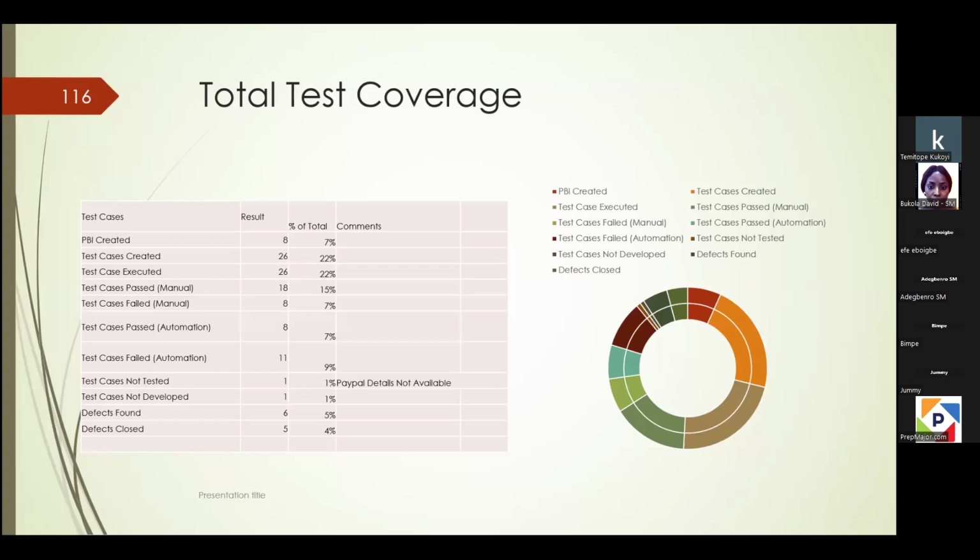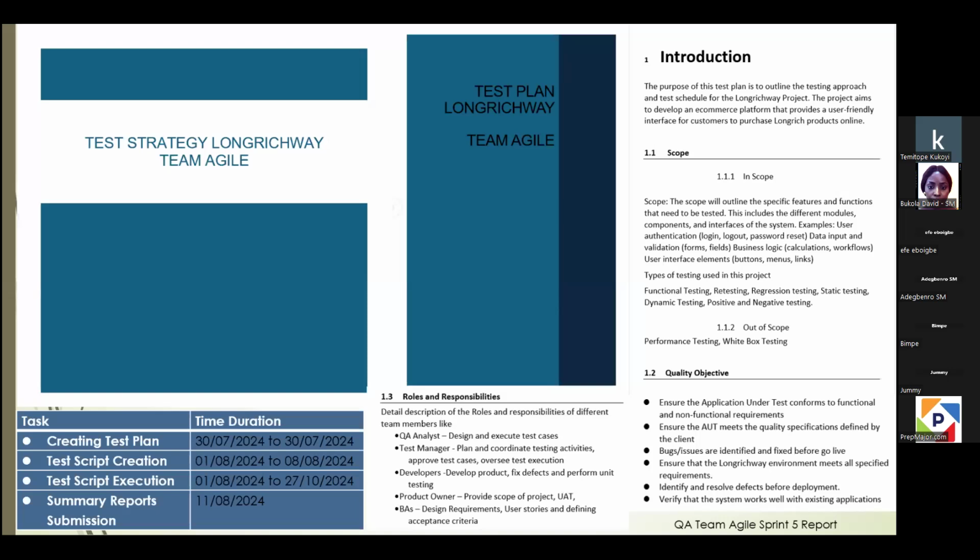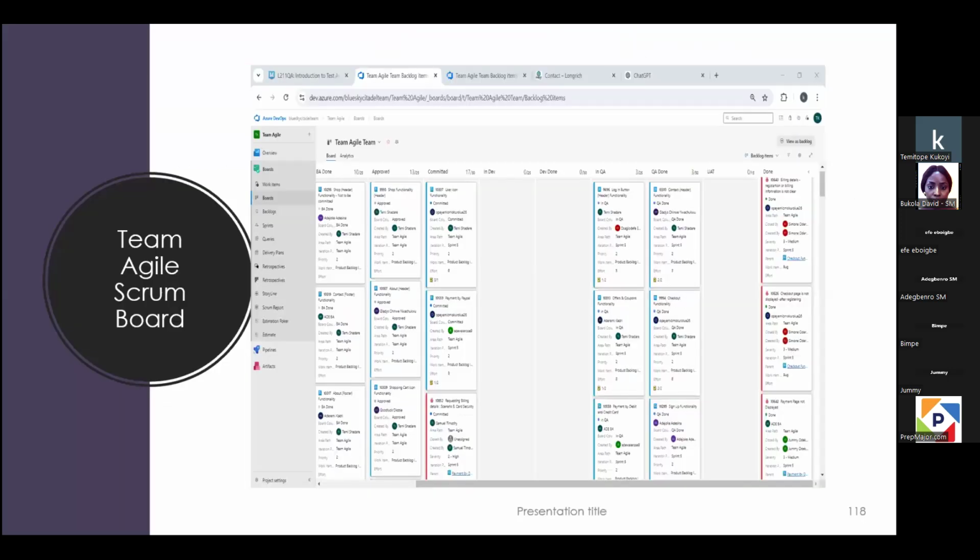Next slide, please. This is a screenshot of our test plan and test strategy. Next slide, please. This is the current Team Agile Scrum board showing the tests done, showing the number of tests that has been done by the QAs and the ones that are back to committed. Next slide, please.